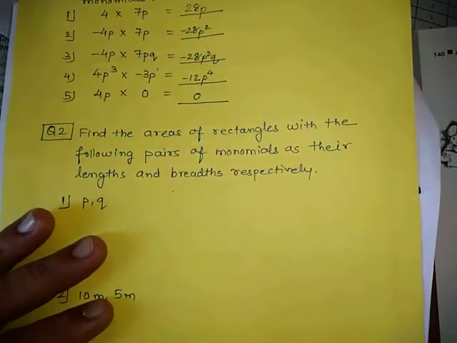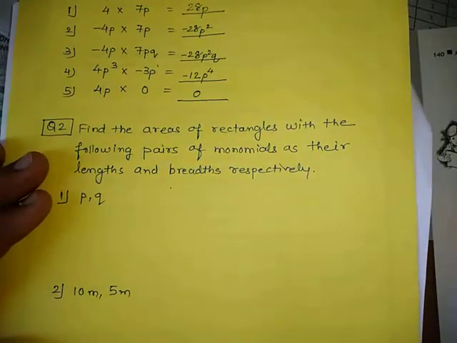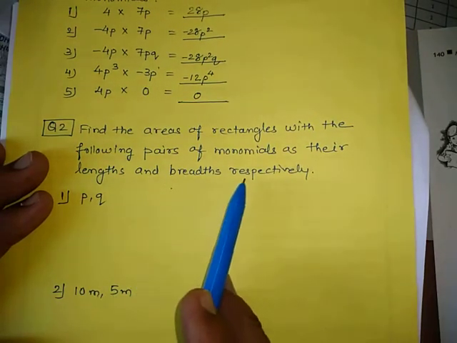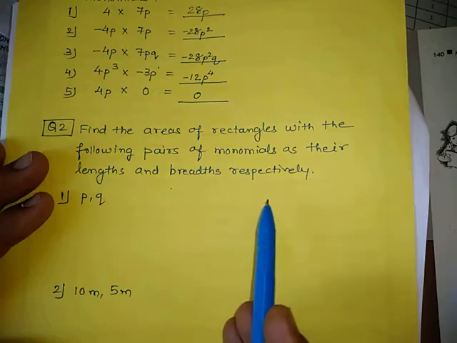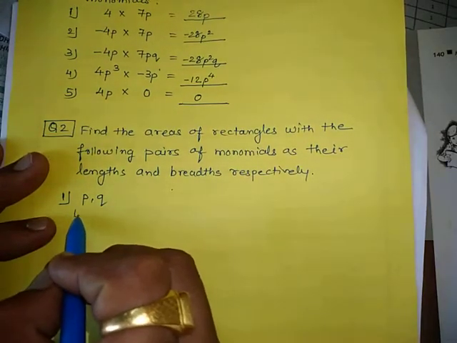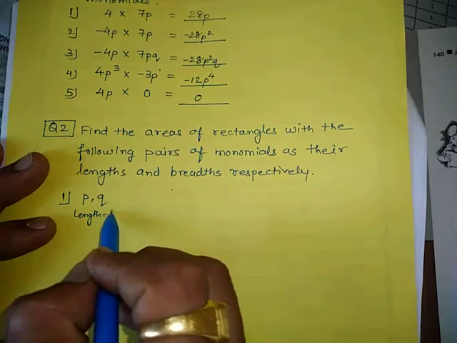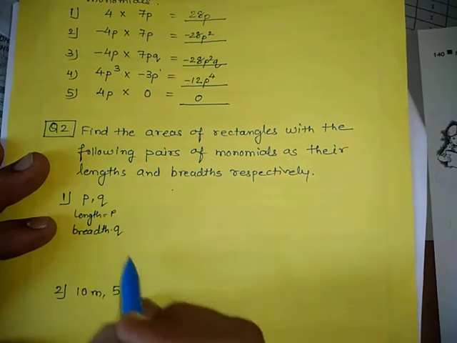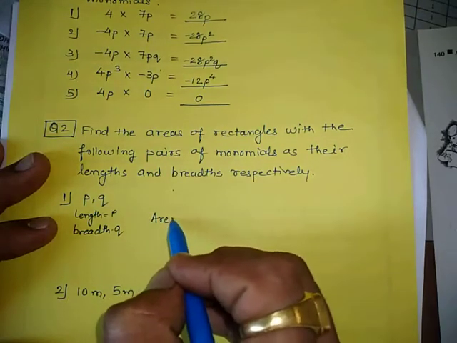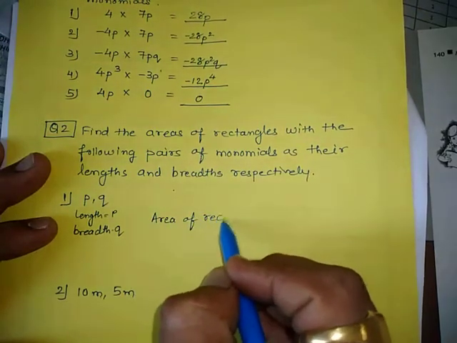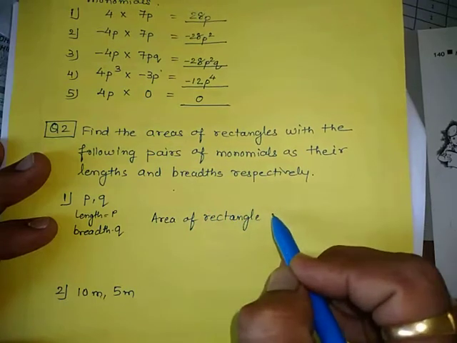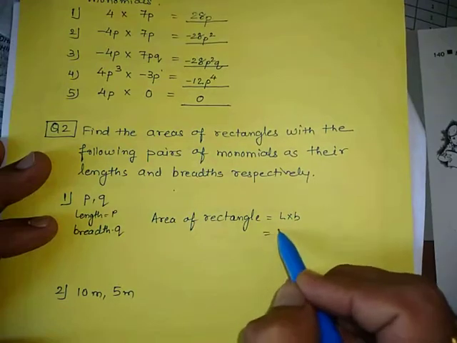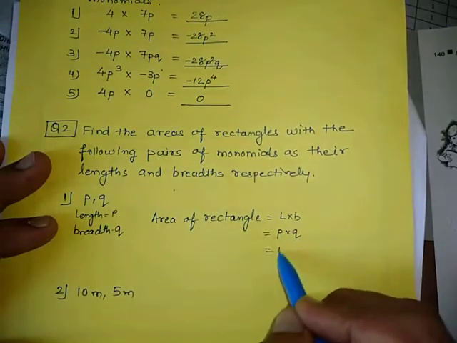Now question number 2. They are asking us to find the area of rectangle with the following pairs of monomials as their length and breadth respectively. Suppose this is given as a length p and breadth q. So we know the formula, area of rectangle is equal to how much? L into B. So p multiplied by q, that will be pq.